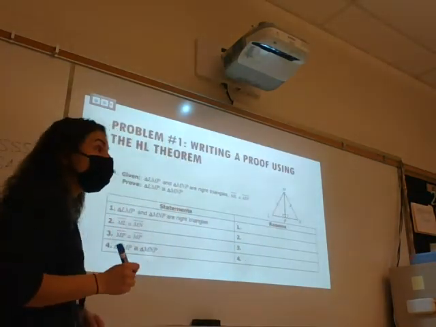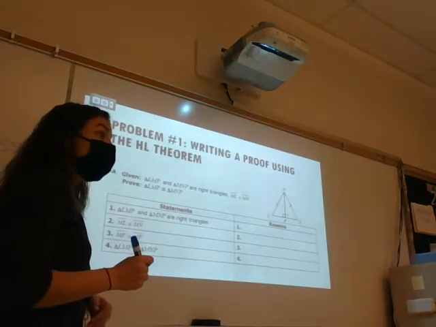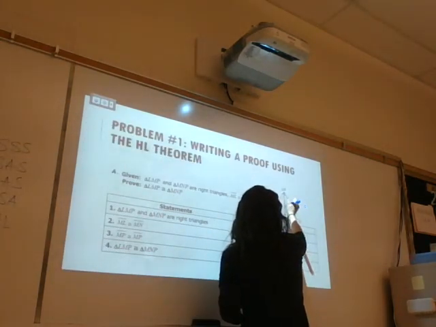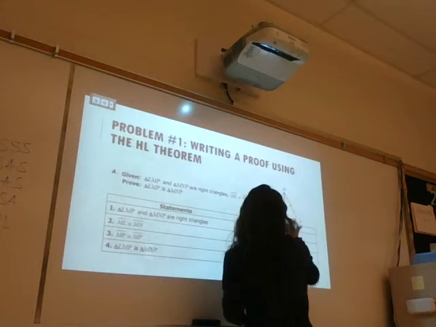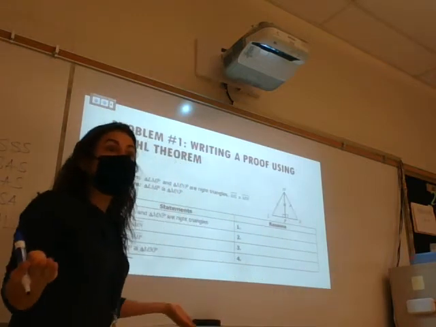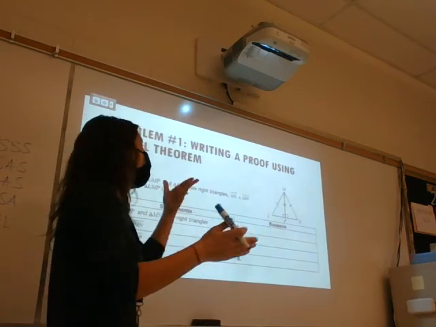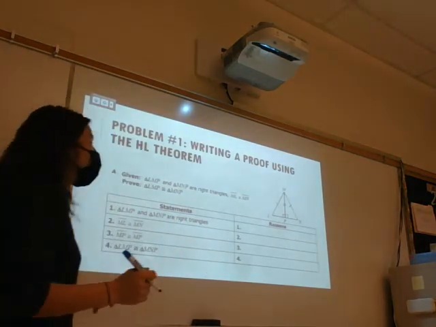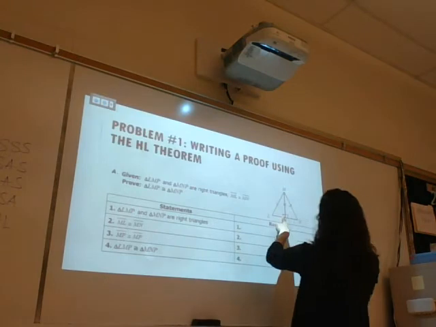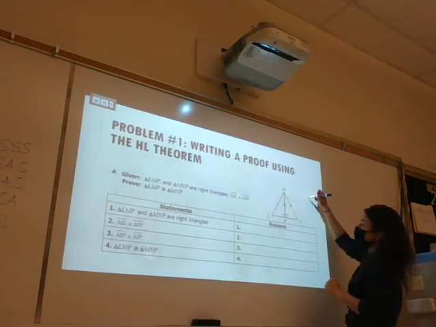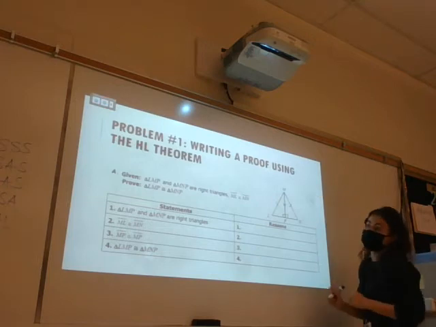Go ahead. The MP is equal to MP. Yep, good. Why? Because from the same line, it's like they're reflected. Perfect. That's the reflexive property, right? It's a shared side. They both have that MP, so MP is congruent to MP. Now I can use my HL. I have a right triangle, the sides opposite of the right angle, my hypotenuse, and one leg. So I'm going to use HL to prove that.